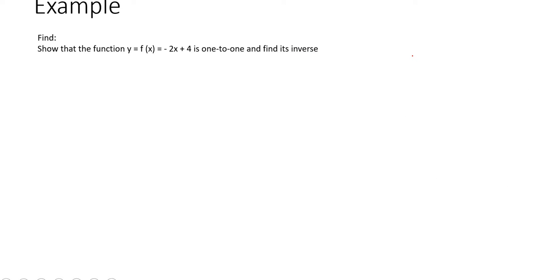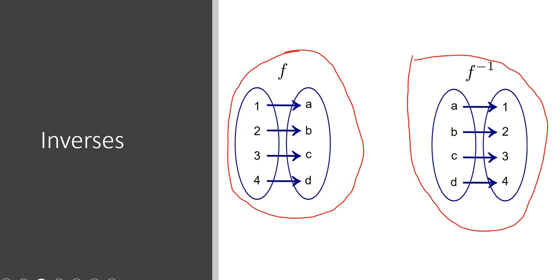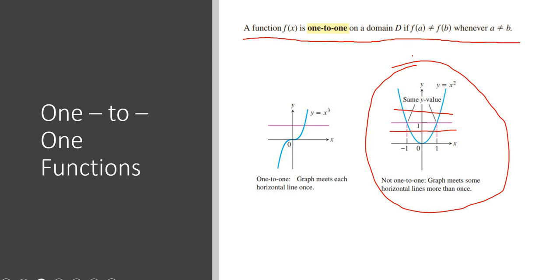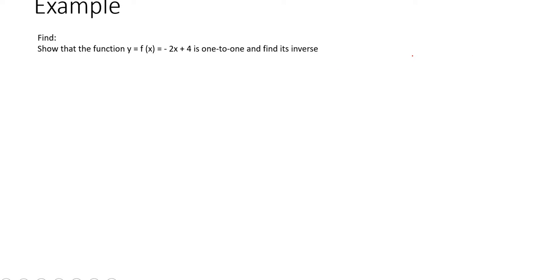And here's a quick example of how we find an inverse function. We have to show that the function y equals f of x equals 2x plus 4 is a one-to-one function, and we have to find its inverse as well. So we're actually covering both things that we just talked about. We're going to see if this function is one-to-one, and also we're going to find its inverse. So first, let's see if it's one-to-one.